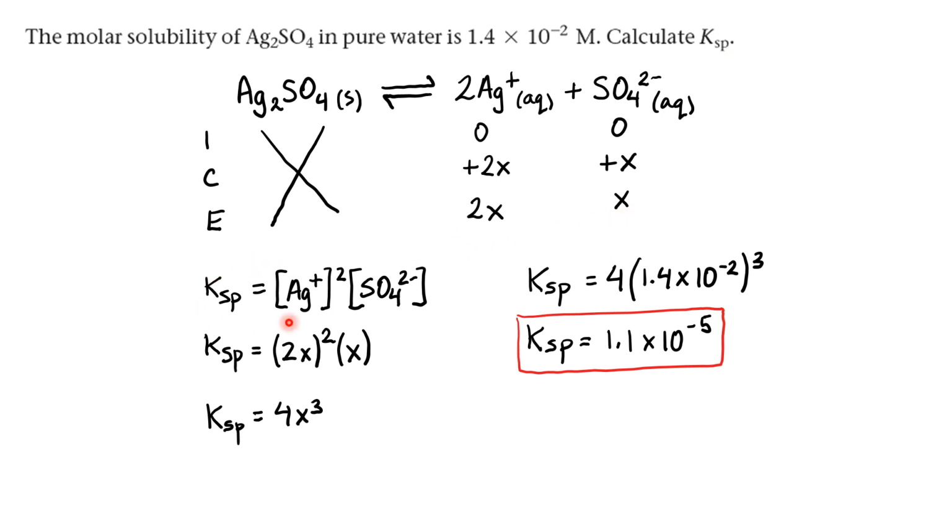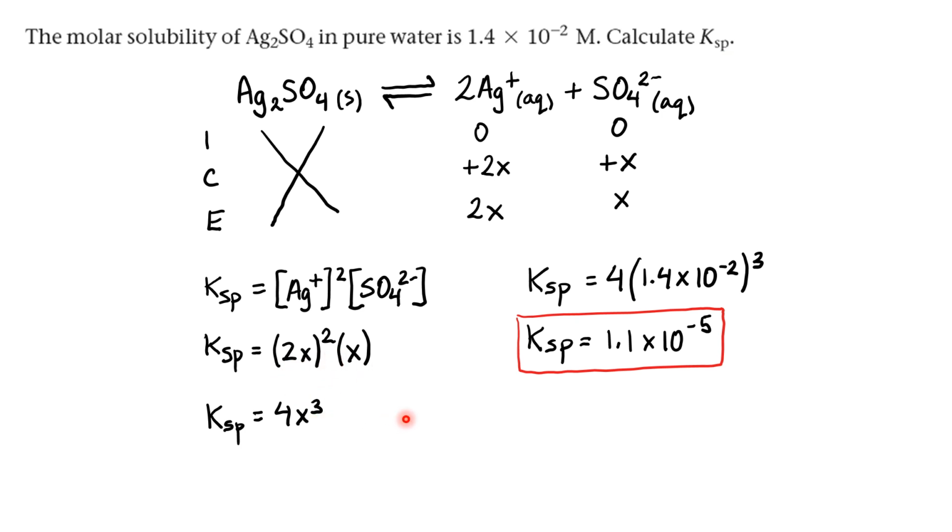Now we write out our KSP expression. It's going to be the concentration of silver squared, because the coefficient of 2 becomes an exponent, times the concentration of SO4 2-. We plug in our equilibrium expressions, and we get that KSP is again 4x cubed. Makes sense because 2x squared is 4x squared, and then times x is 4x cubed.